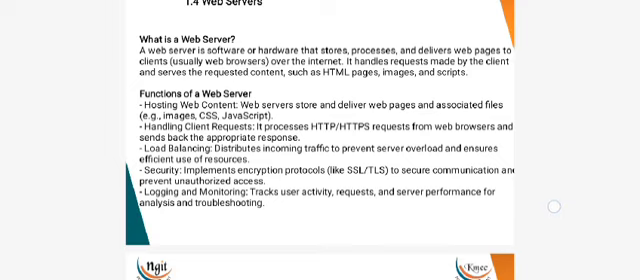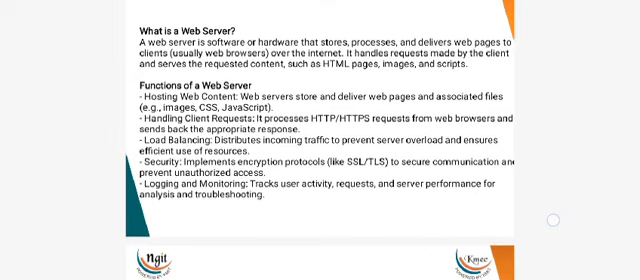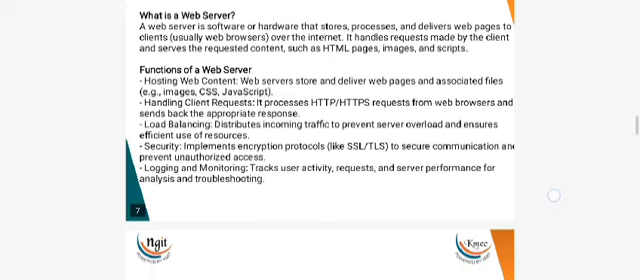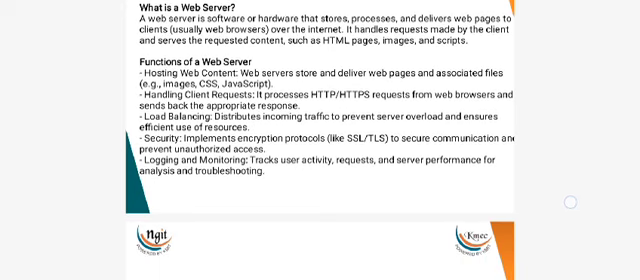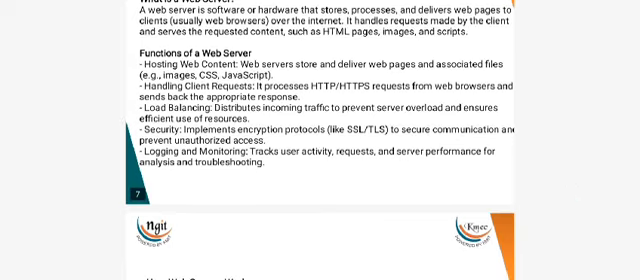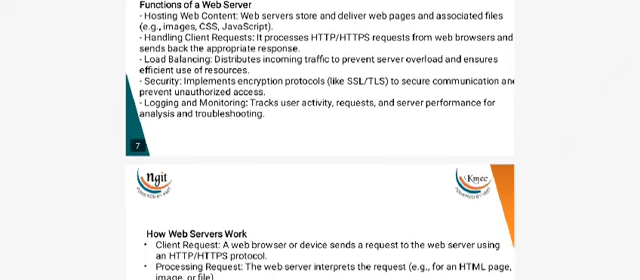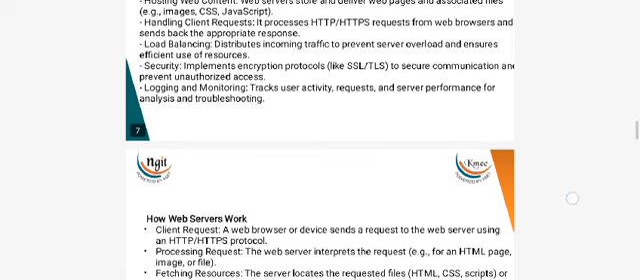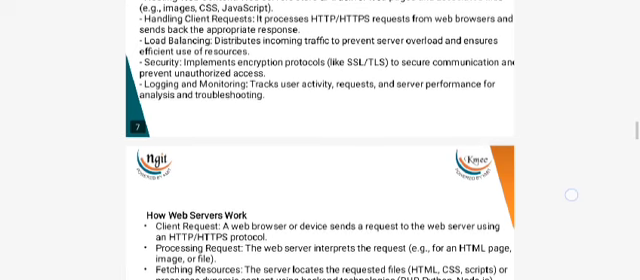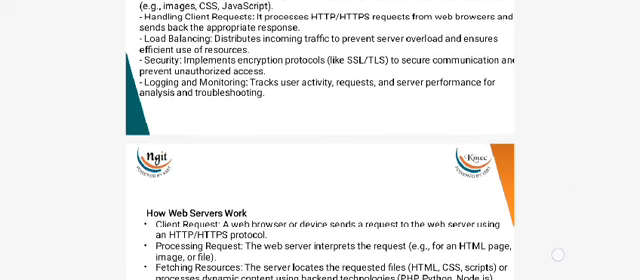Okay, so based upon the type of the request, it is going to the appropriate server, and taking the response from the server, it will be rendering over the web page. And the other function of web server is load balancing. That means how many requests are coming to the server, and how many responses it is able to give. Okay. And next is security. Here security means it implements encryption protocols for the sake of secure communication. And next is logging and monitoring. So the web server also tracks the user activity, what kind of requests the client is sending, and how the server is performing. Server performance is also being analyzed, and troubleshooting also is being tracked.